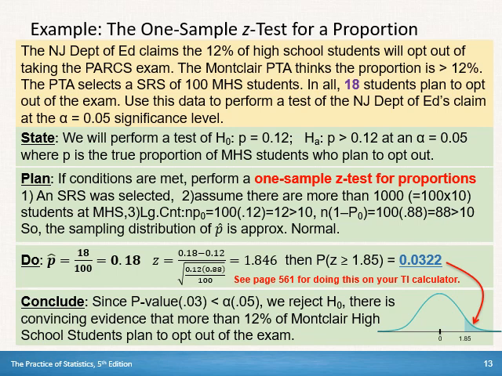And then the third is there is convincing evidence that, and now we're going to state the alternative hypothesis in words and in the context of the problem. So there is convincing evidence that more than 12% of Montclair High School students plan to opt out of the exam.